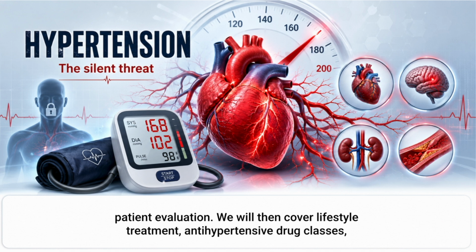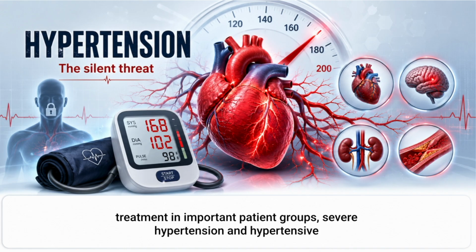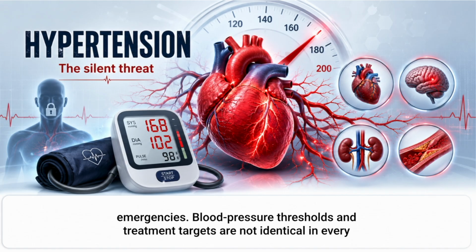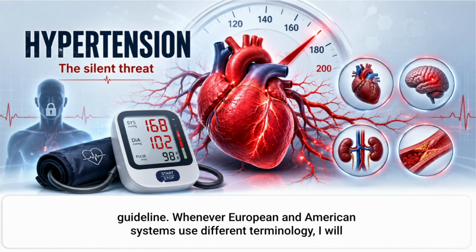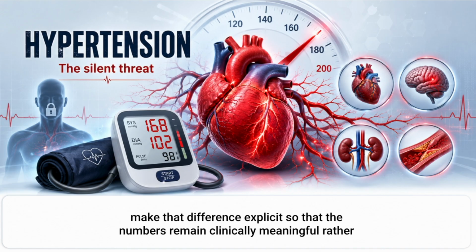We will then cover lifestyle treatment, antihypertensive drug classes, treatment in important patient groups, severe hypertension, and hypertensive emergencies. Blood pressure thresholds and treatment targets are not identical in every guideline. Whenever European and American systems use different terminology, I will make that difference explicit so that the numbers remain clinically meaningful rather than confusing.